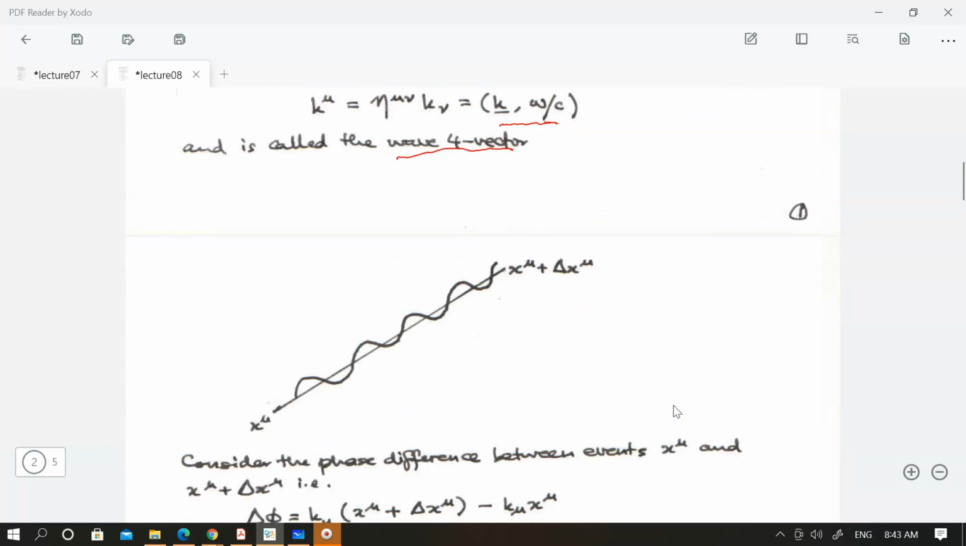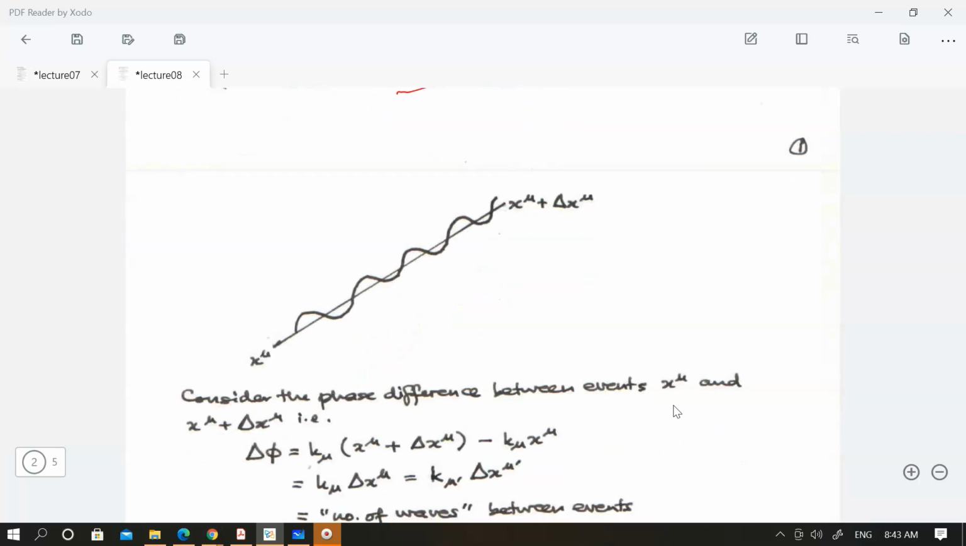Let's move. So now let's consider a wave moving from one point to another point in space and time. It goes infinitesimally. For example, this is one event. Here's another event. You have to remember now we are talking about space and time coordinates together. So this event occurs at x mu. This event occurs at x mu plus delta x mu.